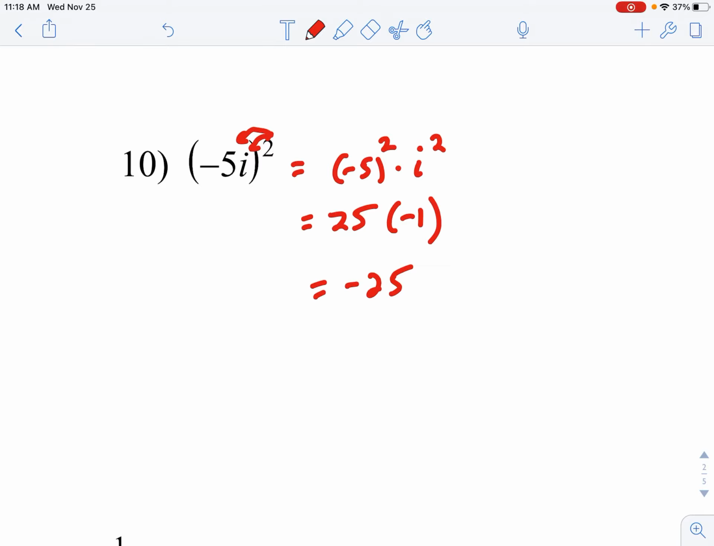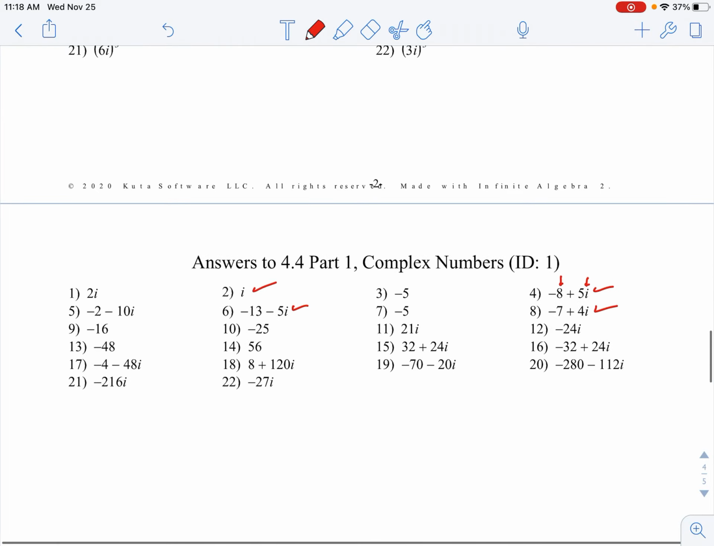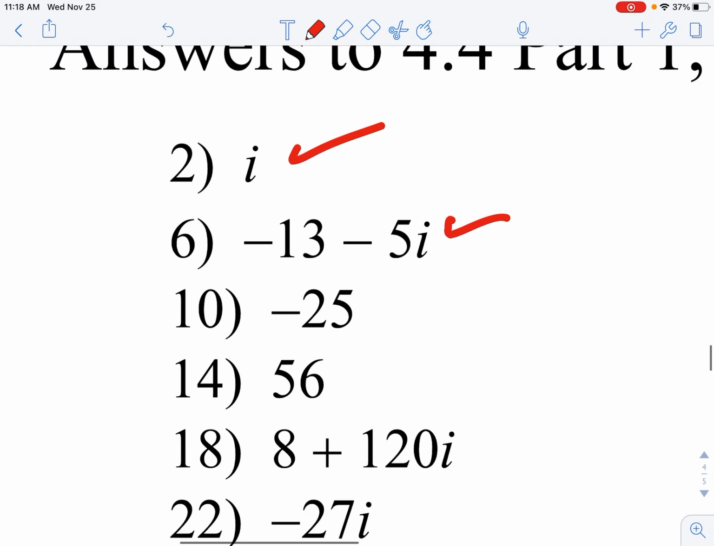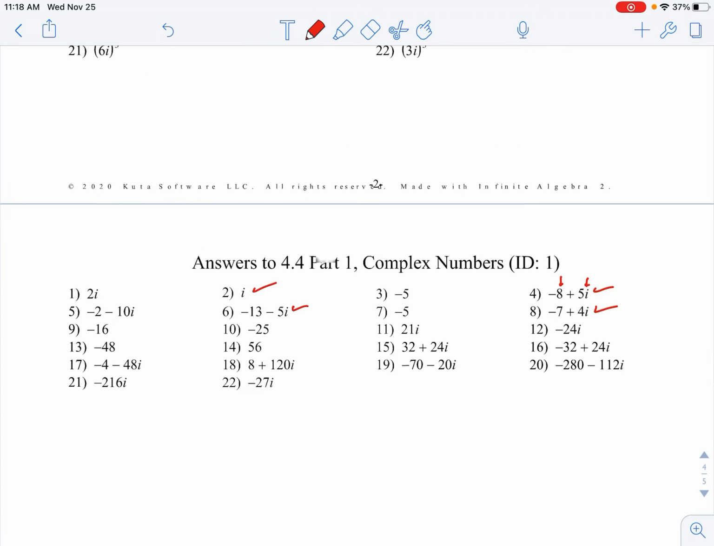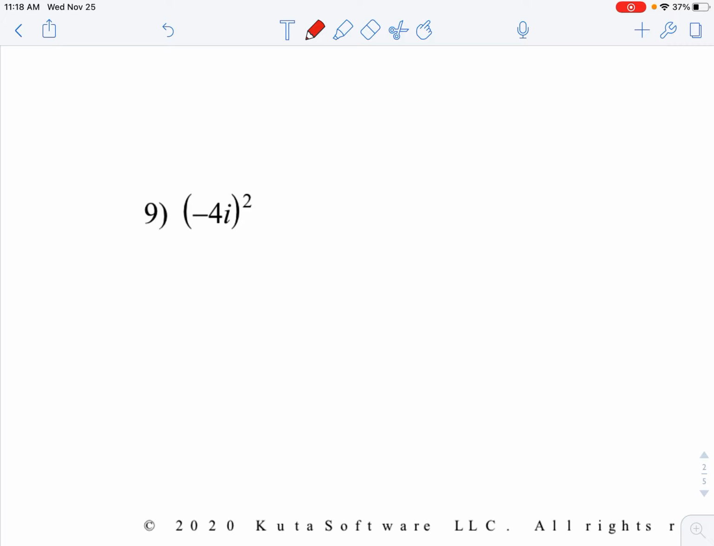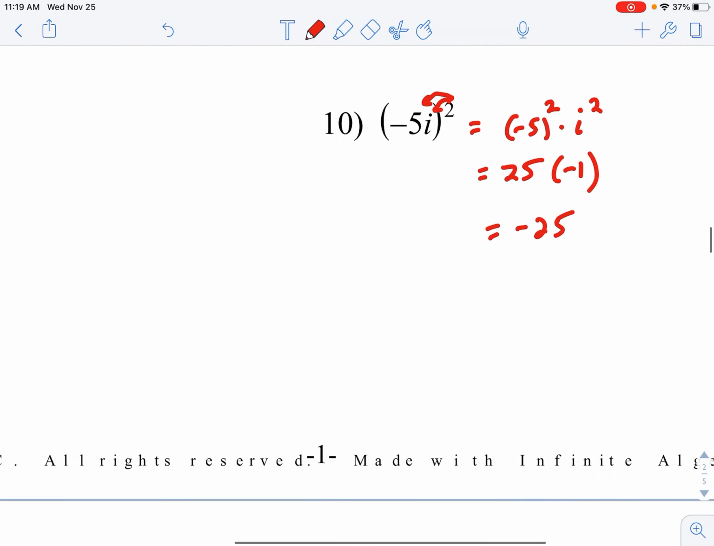Or at least it should. Let me scroll down and check. Where am I? Number 10. Wow, okay, right there. Negative 25. So that's how you could handle a power. Your number 9 is a lot like my number 10. Use my example to help you do number 9.